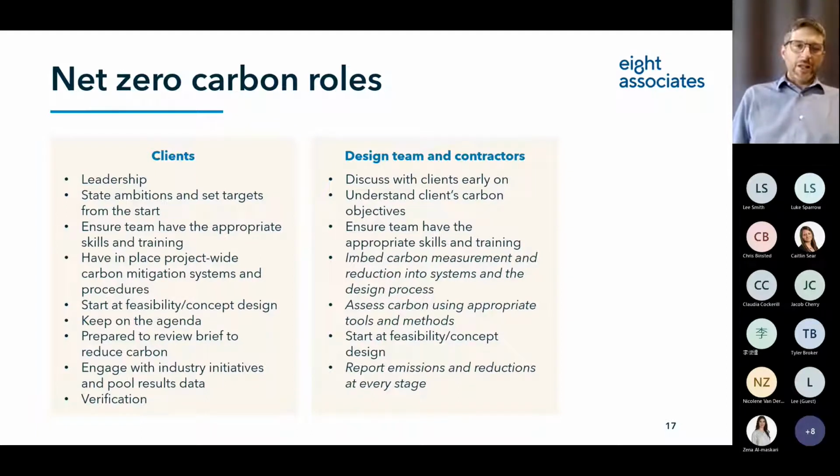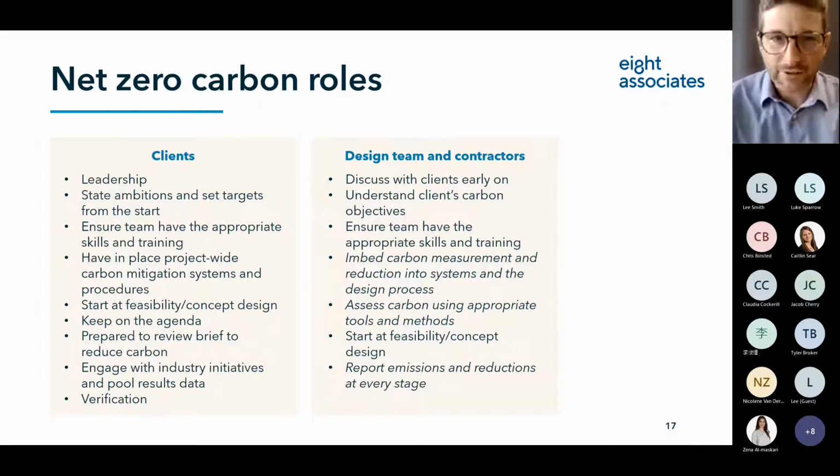There's lots of industry initiatives out there, so getting involved with those, particularly on pooling data, being prepared for your building's assessment results to be shared, so that the industry gets really good insight into what good looks like and all that kind of thing. And lastly, getting things verified raises quality and raises assurance around the results.